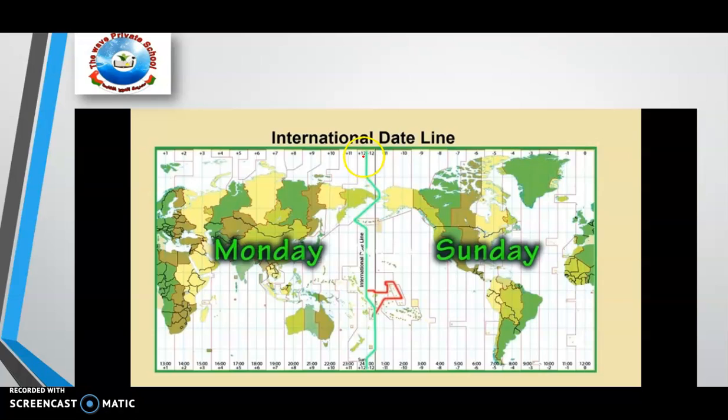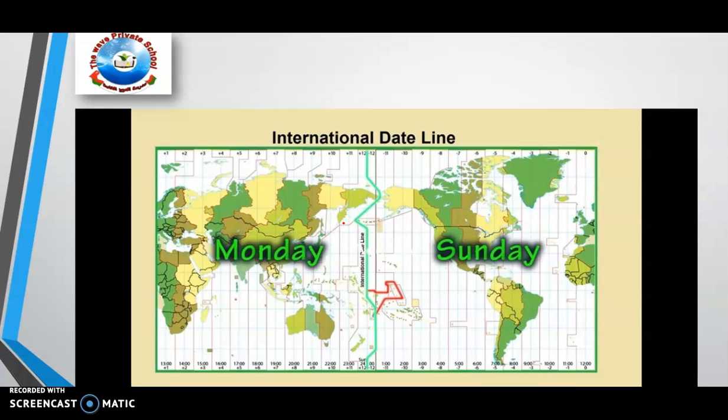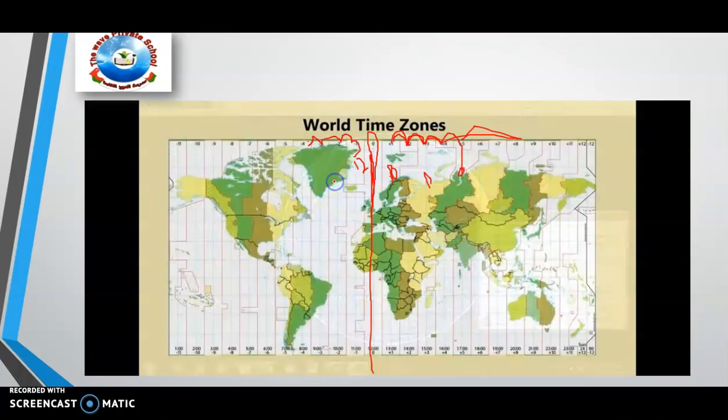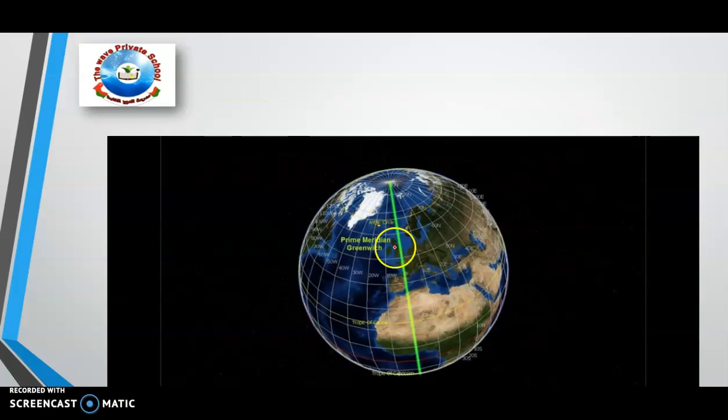They said in the video about the international date line. This is the international date line. That date line converts the world into two equal parts. As you can see from this picture also, here you can see the international date line. It is at the center of the earth. It converts the earth into two equal parts. There is a difference between these two parts.